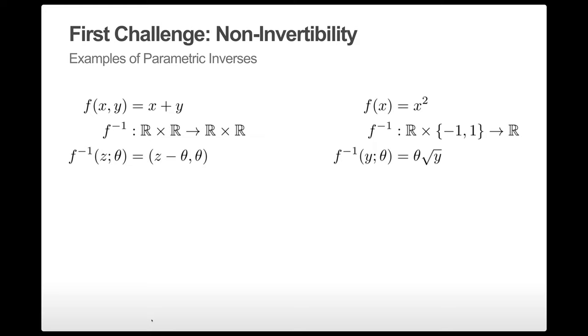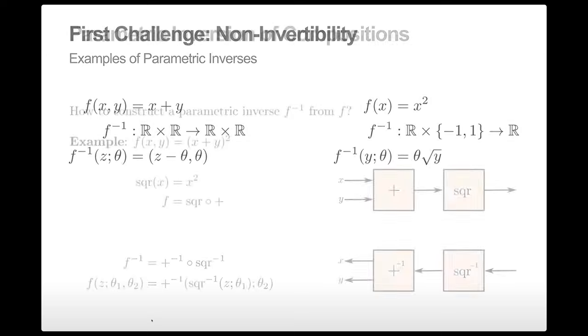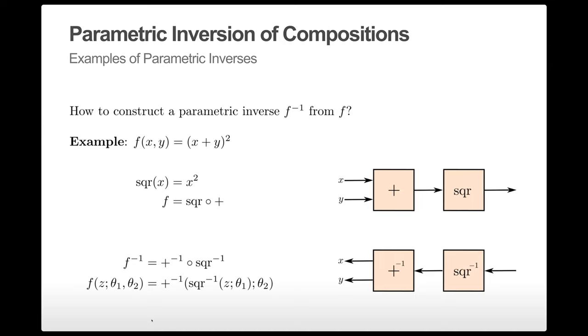A different example is the square function, f of x equals x squared. Now my parameter space theta is plus or minus one. If I choose theta to be one, I get back the positive root. If I choose theta to be minus one, I get back the negative root. Okay, that's just one example, but I want to do this for more complicated programs.